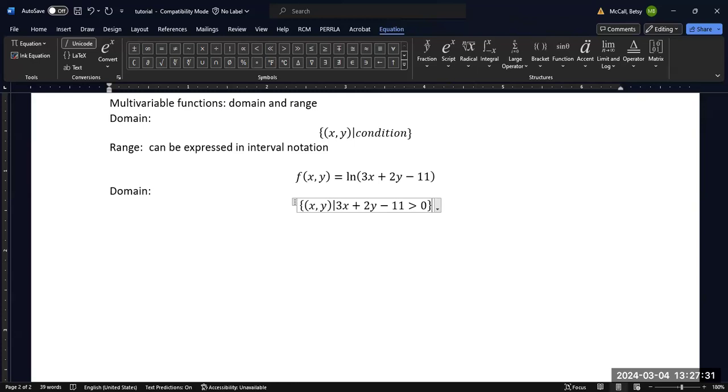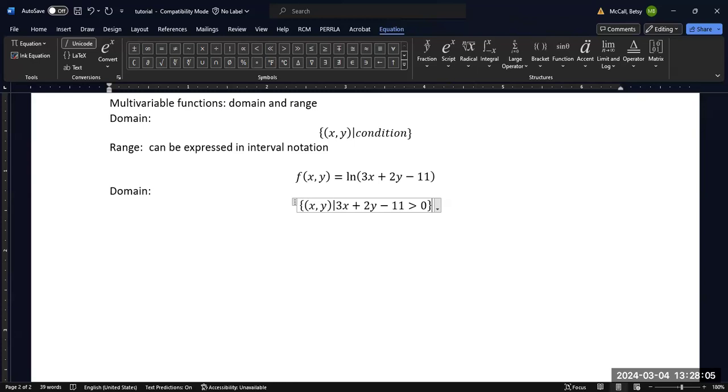We don't have a specific restriction on x. X can, in principle, be anything as long as the y value will compensate for it to make this expression greater than 0. Likewise, y can be anything as long as the x value that goes with it makes this expression greater than 0. So we don't have a specific interval in which we can say, oh yeah, x can be anything or y can be anything. In some sense, that's true, but they have to be paired with each other.